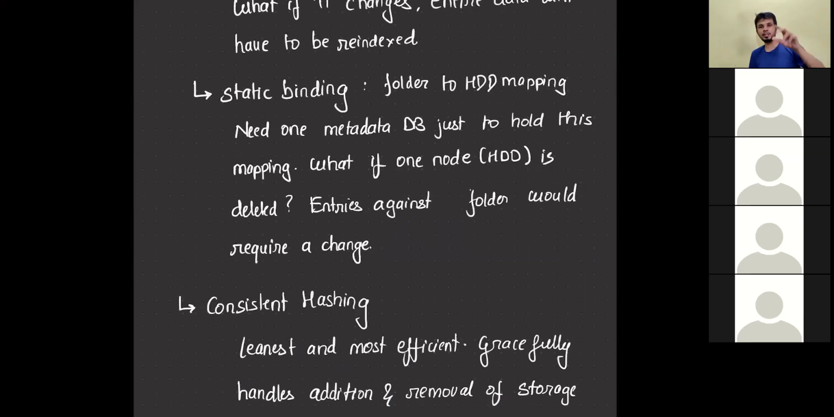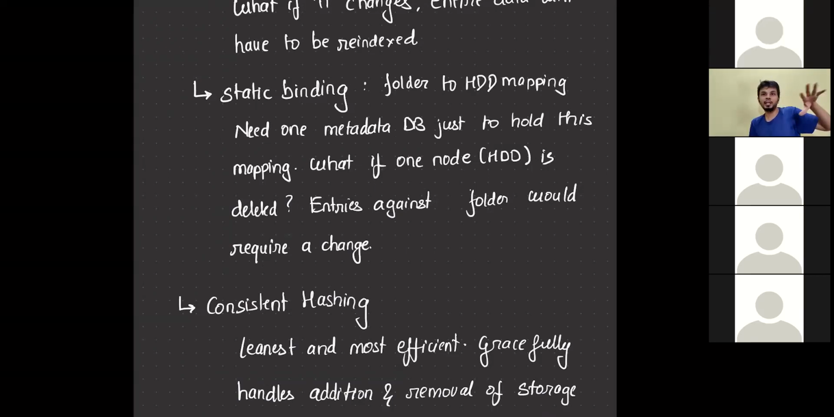Then another approach, if we do not want a hash function given all the disadvantages, is static binding, which says that folder 1 is present in this hard disk, folder 2 is present in this hard disk. So what we need is one metadata database, or meta DB, whose job is to hold this information. Once it holds this information, the request would have to go there. It would fetch from the DB where to go.